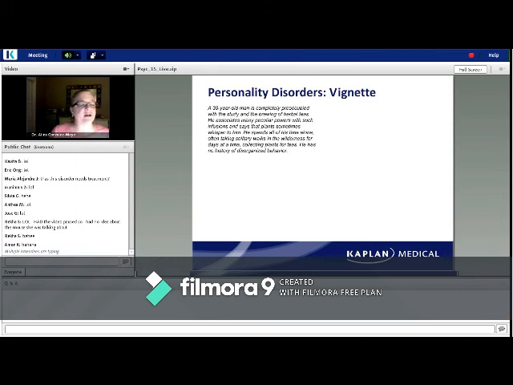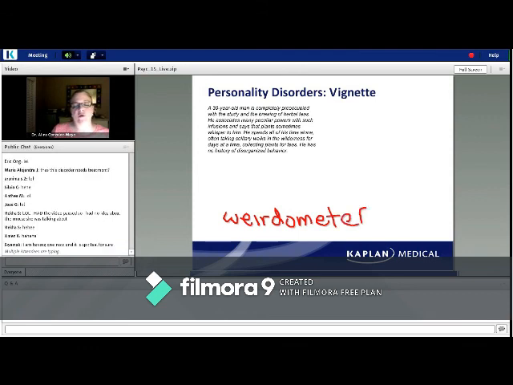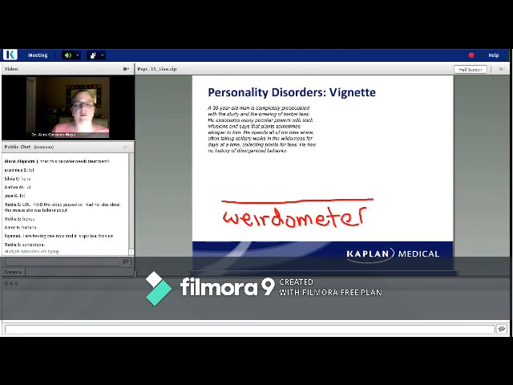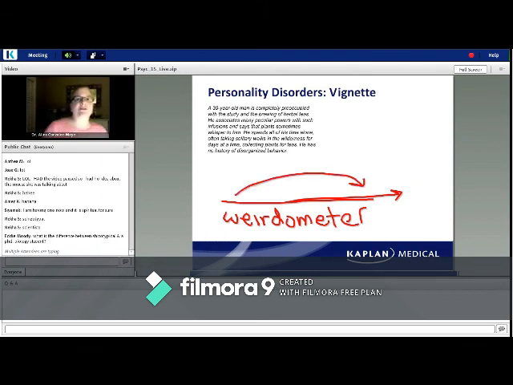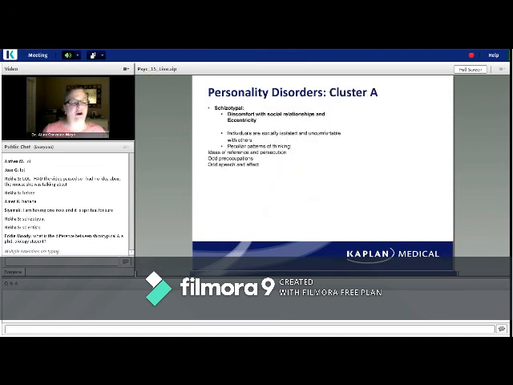He spends all of his time alone, often taking solitary walks in the wilderness for days at a time, collecting plants for teas. He has no history of disorganized behavior. If there was such a thing as a weirdo meter, then this person would be right there, all right? You went all the way over to the other end. So this is someone who is definitely over the top.